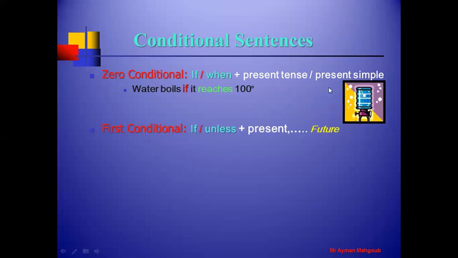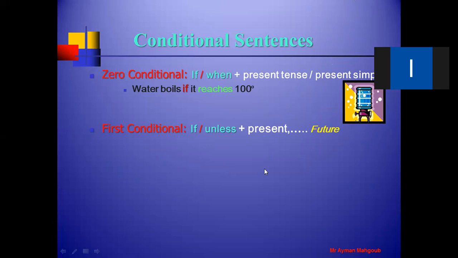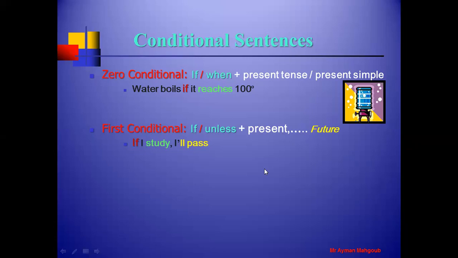The first conditional, if or unless, present and future. يعني the if clause will be in the present. تمام? Present simple, or you can put it in the present perfect, and you can use the present continuous, but it's not common. And the other sentence, which is the main clause or the result, will be in the future, will plus infinitive. If I study, I'll pass the exam, okay? Or unless I study, I'll not pass the exam. Or I'll pass the exam if I study.